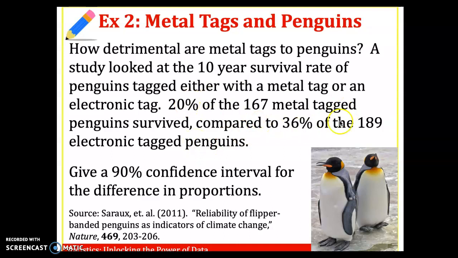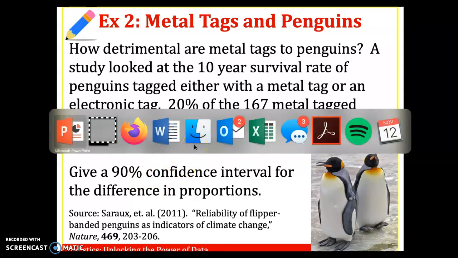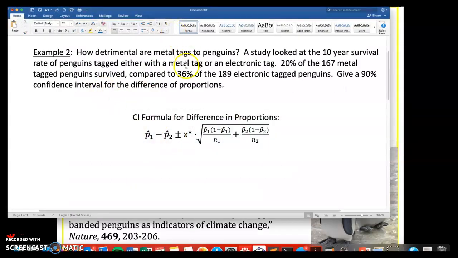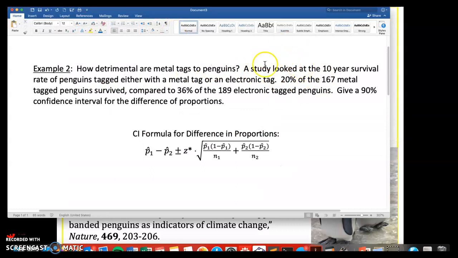Okay, so I'm going to look at this and say, well, it looks like it's better to do electronic tagged penguins. Decent sample sizes, and we have a decent difference between these two, 16% greater survival rate for the electronic tagged penguins. So let's go through and compute a confidence interval for the difference in proportions. I want to set this up here. I rewrote down the information for example 2 from the slides.